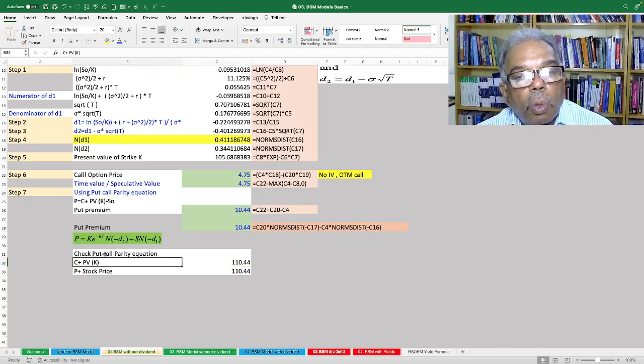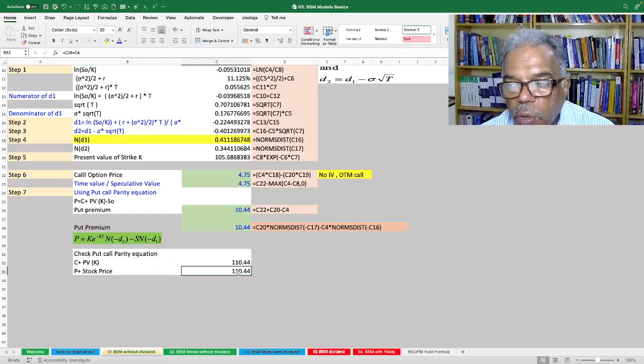We can check whether the calculation is correct by putting it into the put-call parity equation, which is nothing but call plus present value of K is equal to put plus the stock price. So we can see that the left-hand side and the right-hand side are equal. So our calculation, the basic option pricing model, is correct.